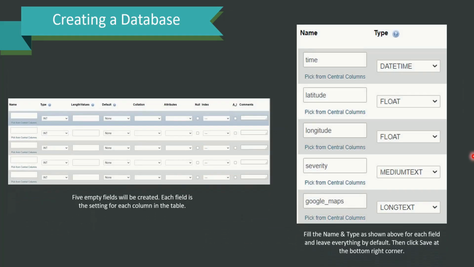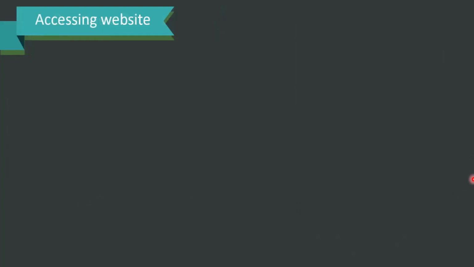We are going to create 5 empty fields, and that's the first step to be done. You can see that the names of the fields are respectively time, latitude, longitude, severity, and Google Maps. The time is of the type datetime, the latitude and longitude are of the type float, severity is of the type medium text, and Google Maps is of the type long text. Make sure that you follow the same and do not change anything over here. And you can leave the rest of the columns as they are per the default configuration.